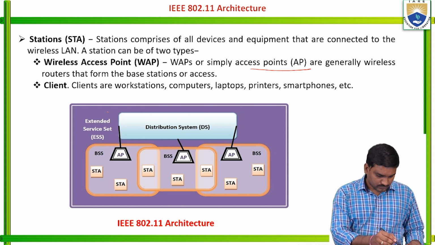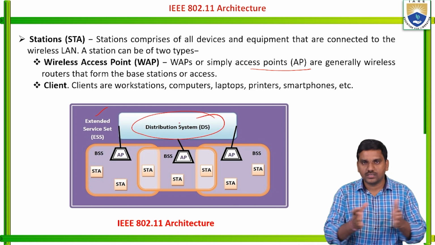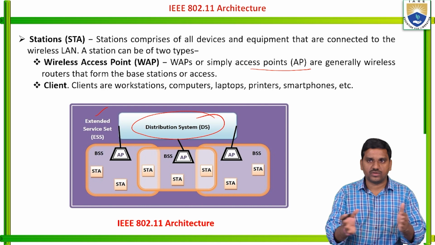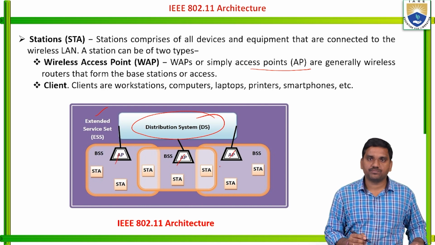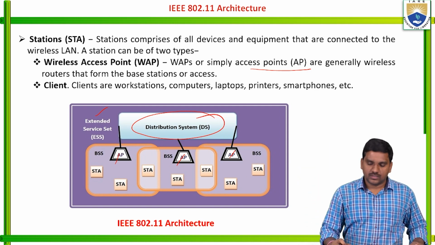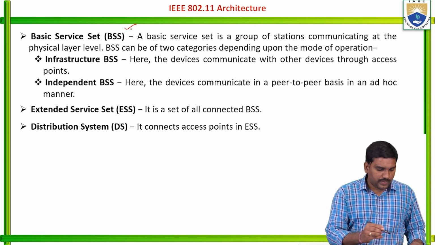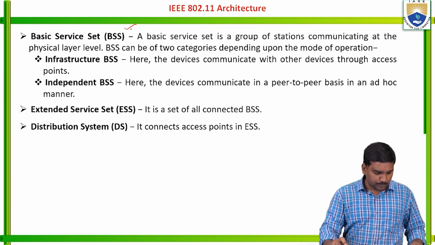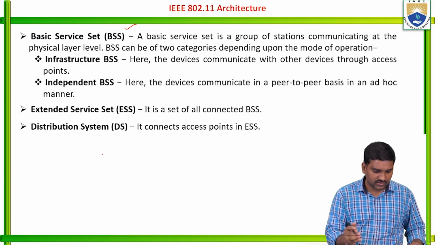So here we have more points: the extended service set. This is a distributed system. It can distribute the system as per our requirement. It is the access point. From the access point only we can access the internet. So based on that, we have the basic service set, BSS. What is the function of the basic service set?